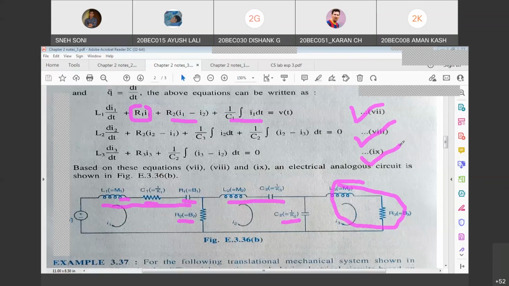Is it clear, friends? All of you are clear? Direct shortcut or from the circuit? Okay, both ways we have checked.